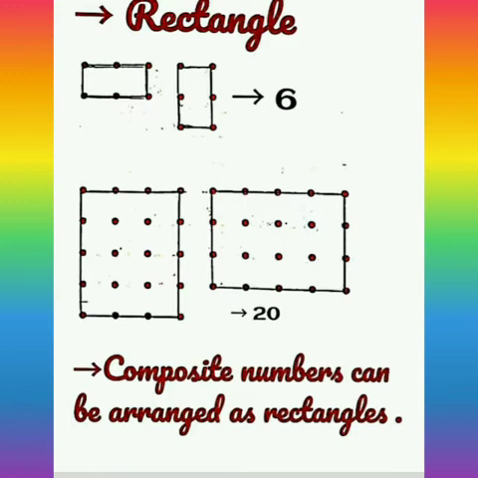And all the composite numbers, they can be arranged as rectangles. I have given you 2 examples, okay. Now 15 also we can arrange as 3 rows, 5 columns, or 5 rows, 3 columns, okay. So some numbers can be arranged as rectangles, remember.